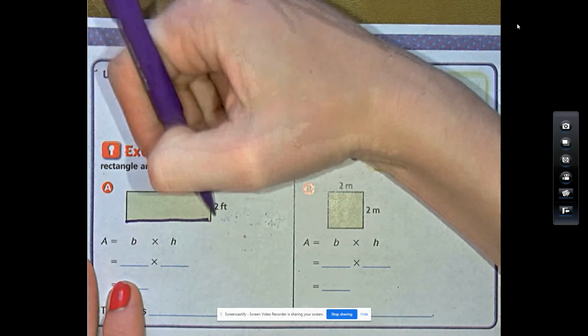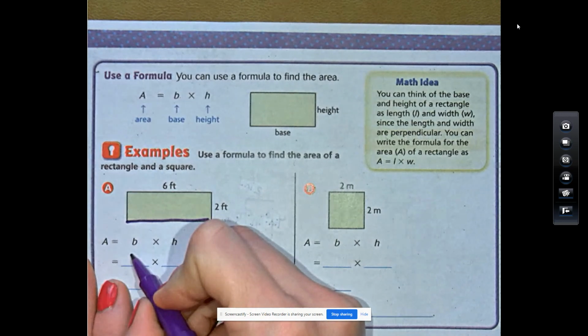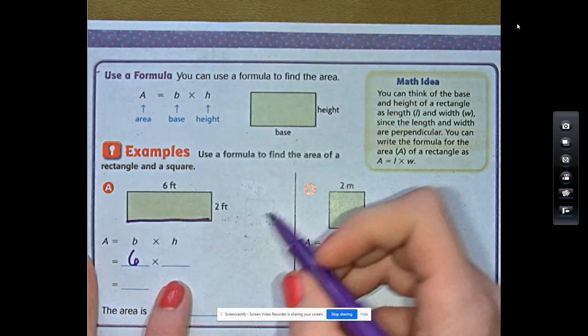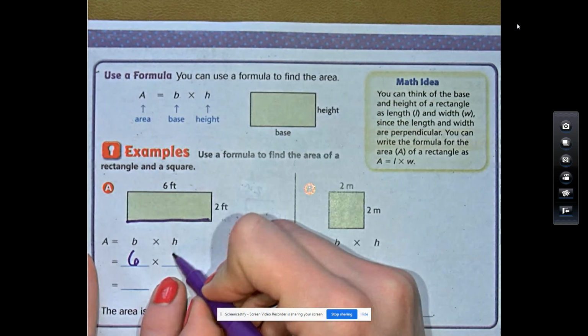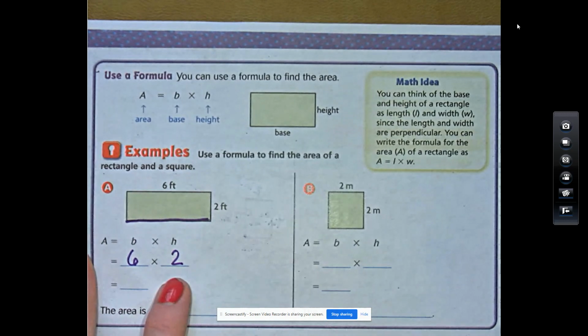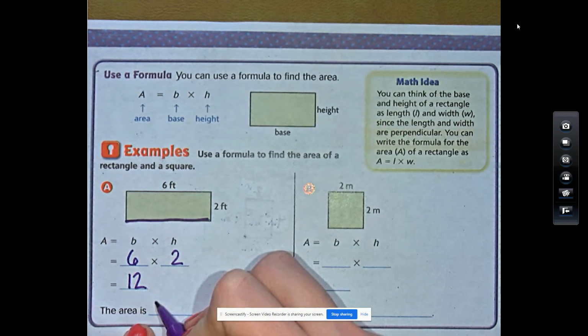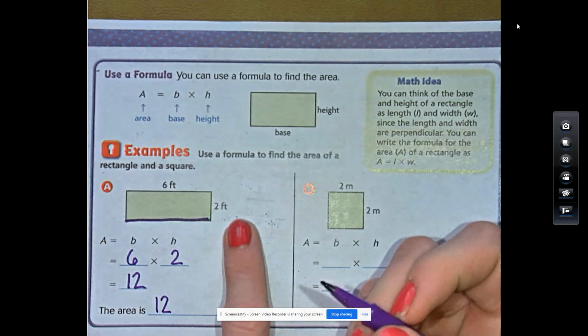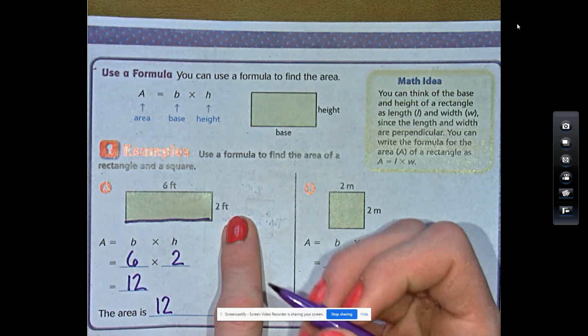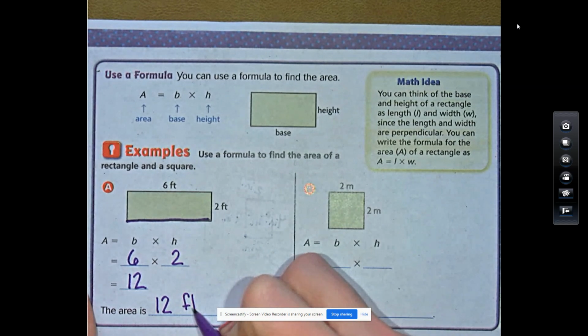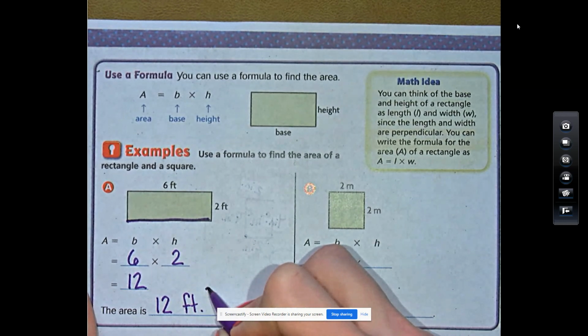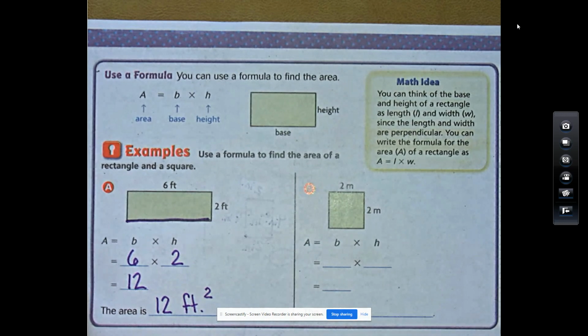Okay, so the base is 6 feet. The height is 2 feet. So what's 6 times 2? Equals 12. So the area is 12. What's my unit? Feet, period, because that's an abbreviation, squared. A little 2 up in the sky.